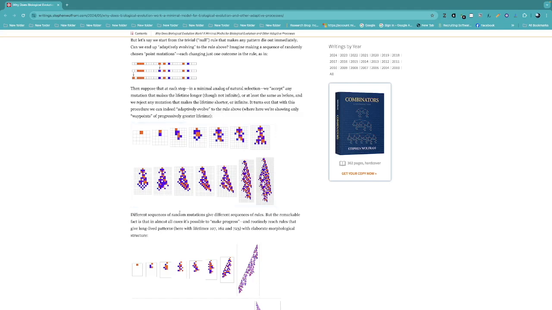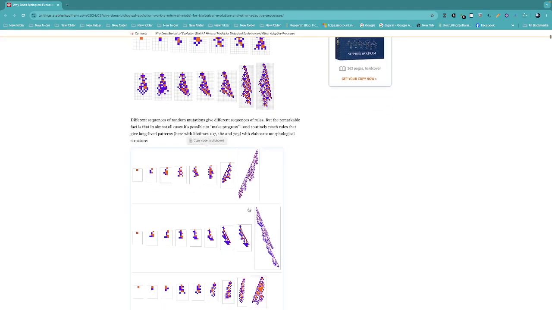And so different sequences of random mutations, in other words, different ways of changing these states, give different sequences of rules. But the remarkable fact is that in almost all cases, it's possible to make progress and routinely reach rules that give long-lived patterns, here with lifetimes 107, 162, and 723. So these can persist for quite a while. This can persist up to 700 generations or more with elaborate morphological structure. So here are some examples where you get these cellular automata structures that persist for very long time periods. And this is, in this case, over 700 generations.